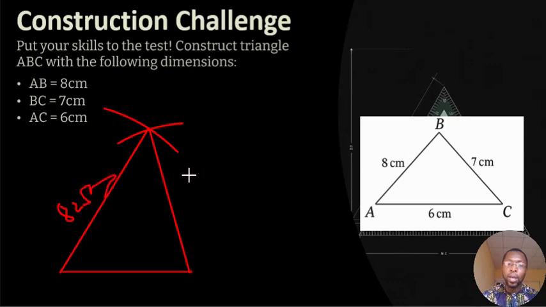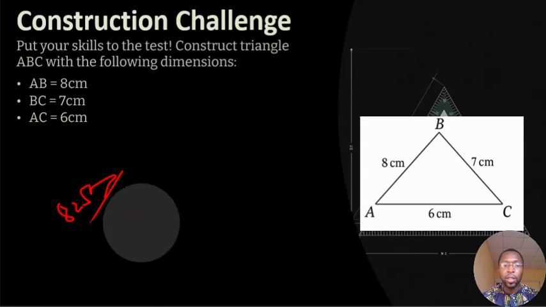Pardon my writing. Here the size is 7 centimeters, and the other part is size 6 centimeters. So this is how to construct a triangle using your ruler and your pencil, and then you are good. All right, it's as simple as that.